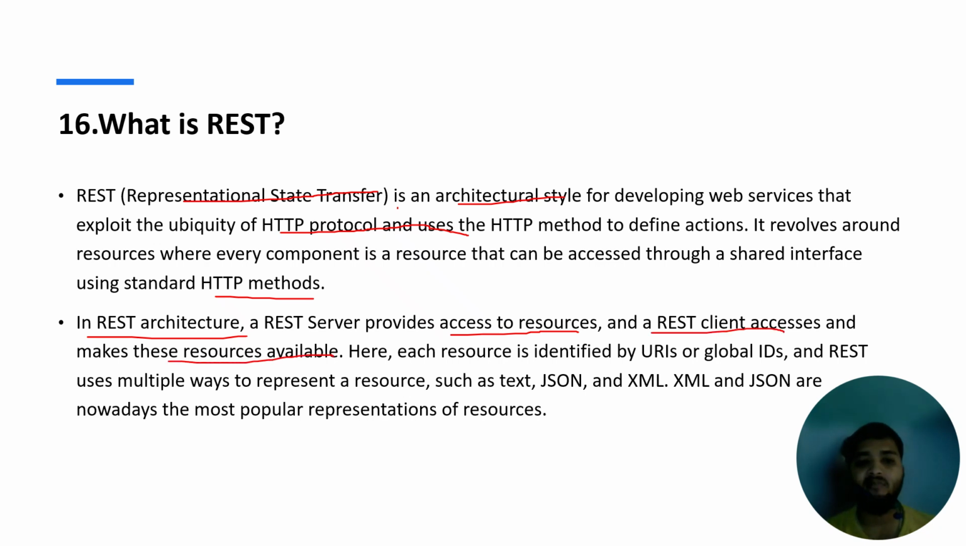resources available. Here resources are identified by URIs or global IDs, and REST uses multiple ways to represent these resources, such as text, JSON, and XML. JSON is nowadays the most popular representation of resources.